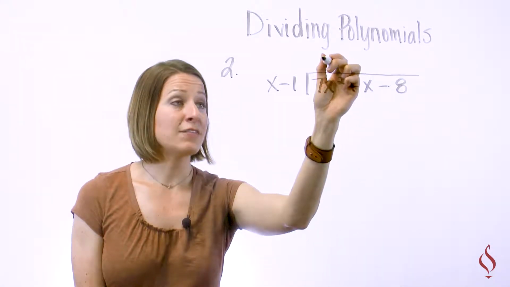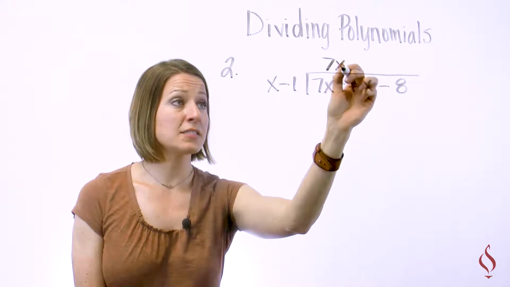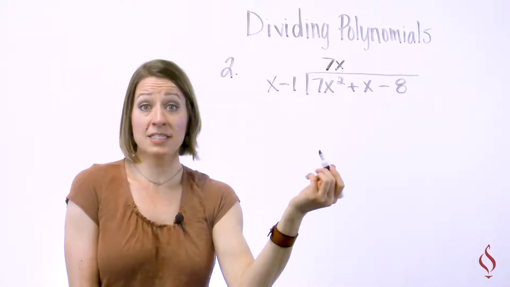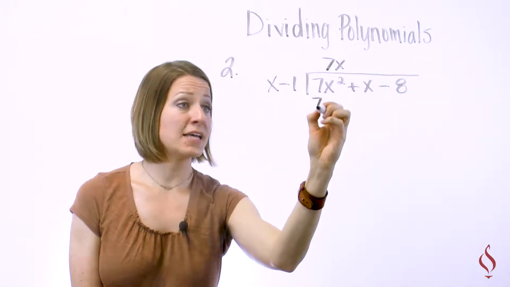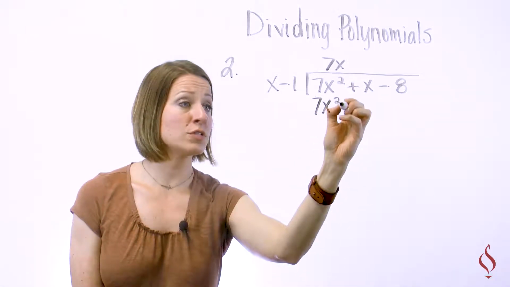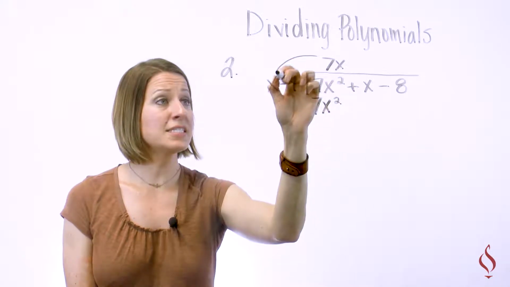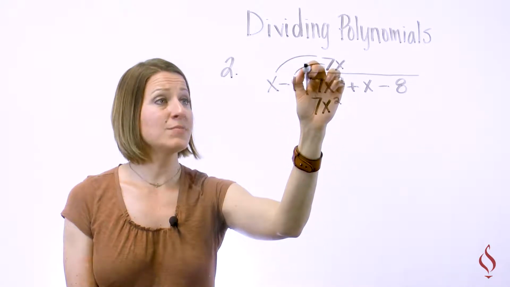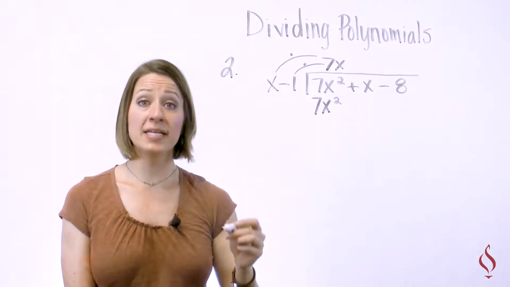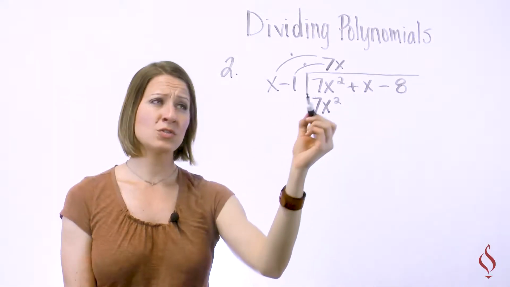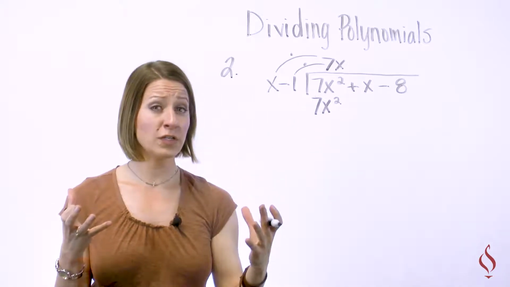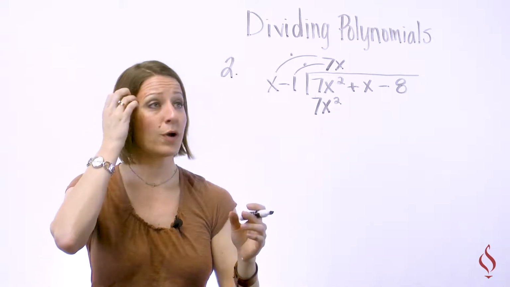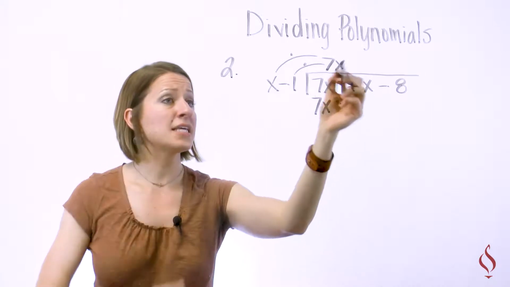Well, if you had 7x, that's the number that would make it work. So 7x times x is 7x squared, because this is our multiplying, except this time we've got to make sure we're multiplying twice because this is a binomial. So it's really like doing the distributive property. It looks a little different than the traditional distributive property, but this is actually what we're doing.